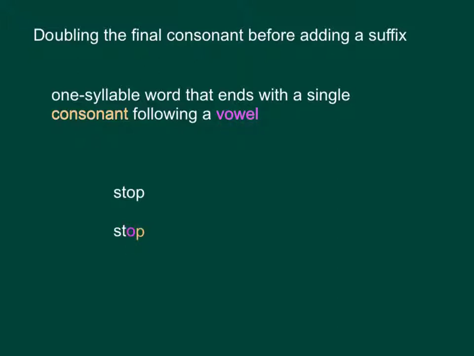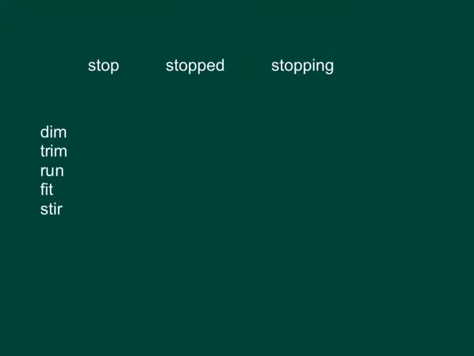So, make sense? One-syllable word. Here's a good example for you. Ends in a consonant, follows a vowel, a consonant that follows a vowel. So we're going to double that consonant when we add a suffix. Like this. There it is. Double the P, add ed, double the P, add ing. And there's many other suffixes that could be added to some of these words.